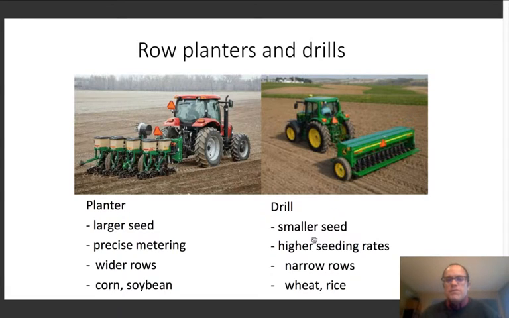Much higher rates with the seed drill, though. It's a smaller seed, narrow rows. Wheat and rice are great examples.